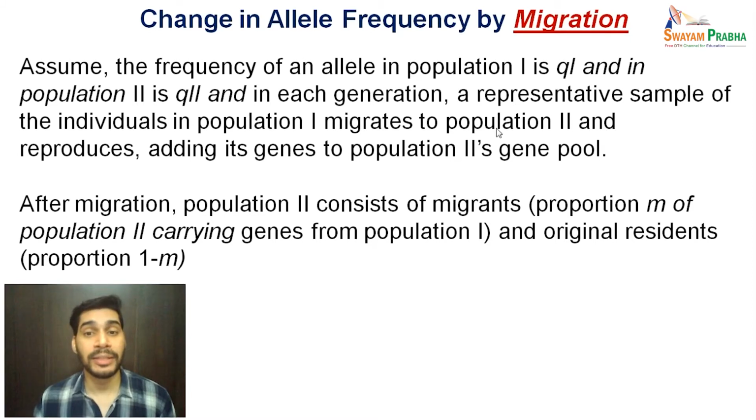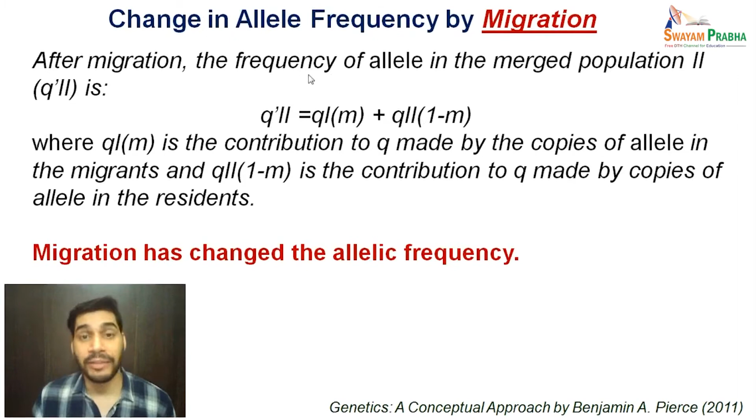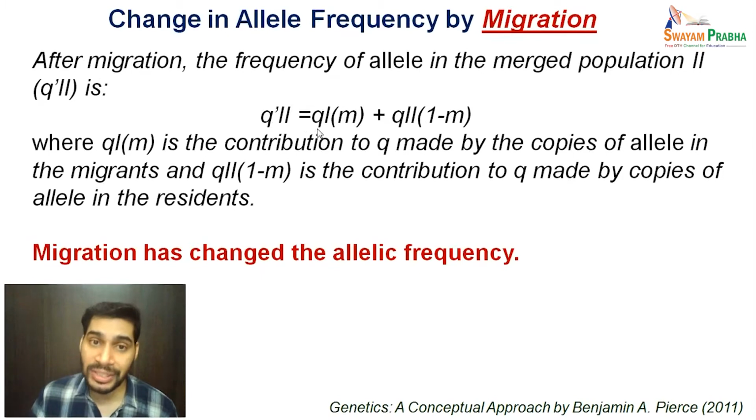Now let's assume the migrants provide proportion M of population 2, carrying genes from population 1, and the original residents are represented by 1 minus M. So mathematically, after migration, the new frequency of Q in the second population equals the frequency of Q in the first population multiplied by the proportion of individuals coming from the first population, plus the frequency of Q in the second population multiplied by the resident proportion of population 2. This gives us the new frequency of Q in the second population.